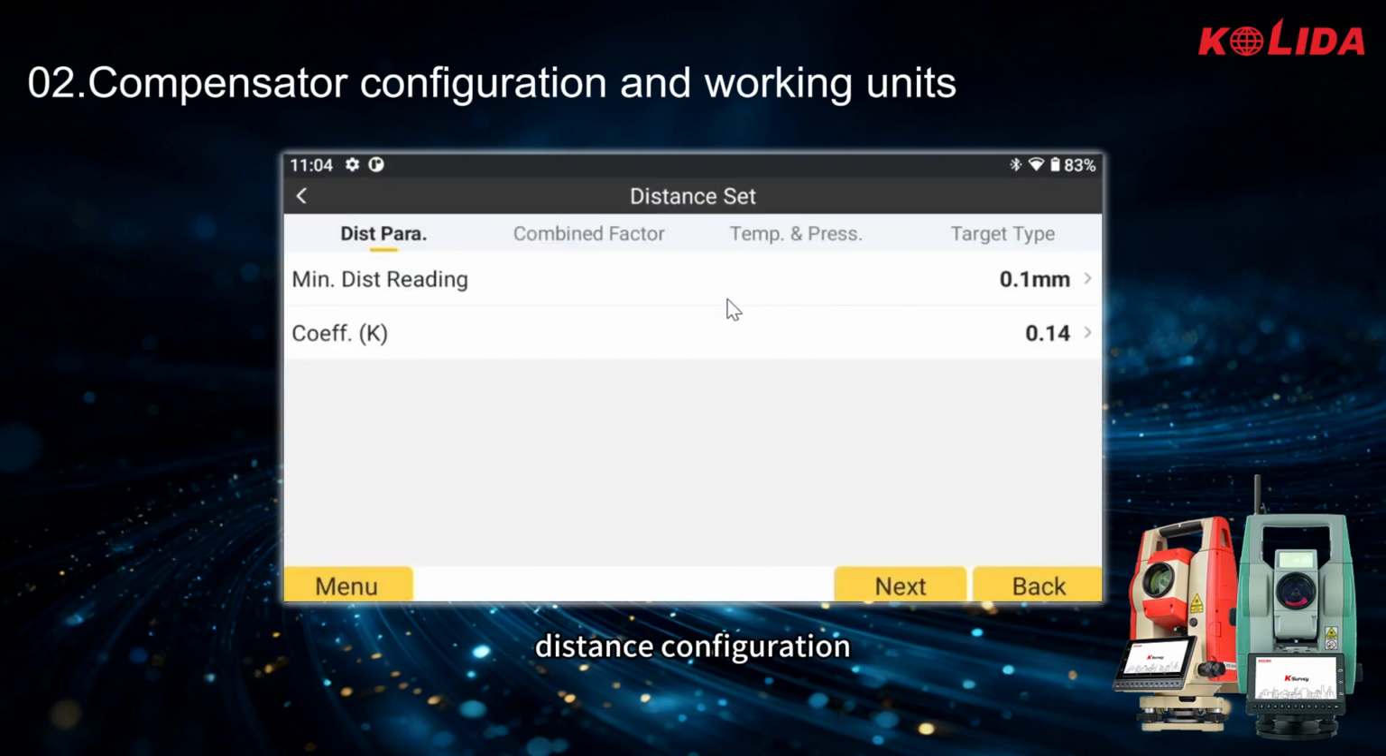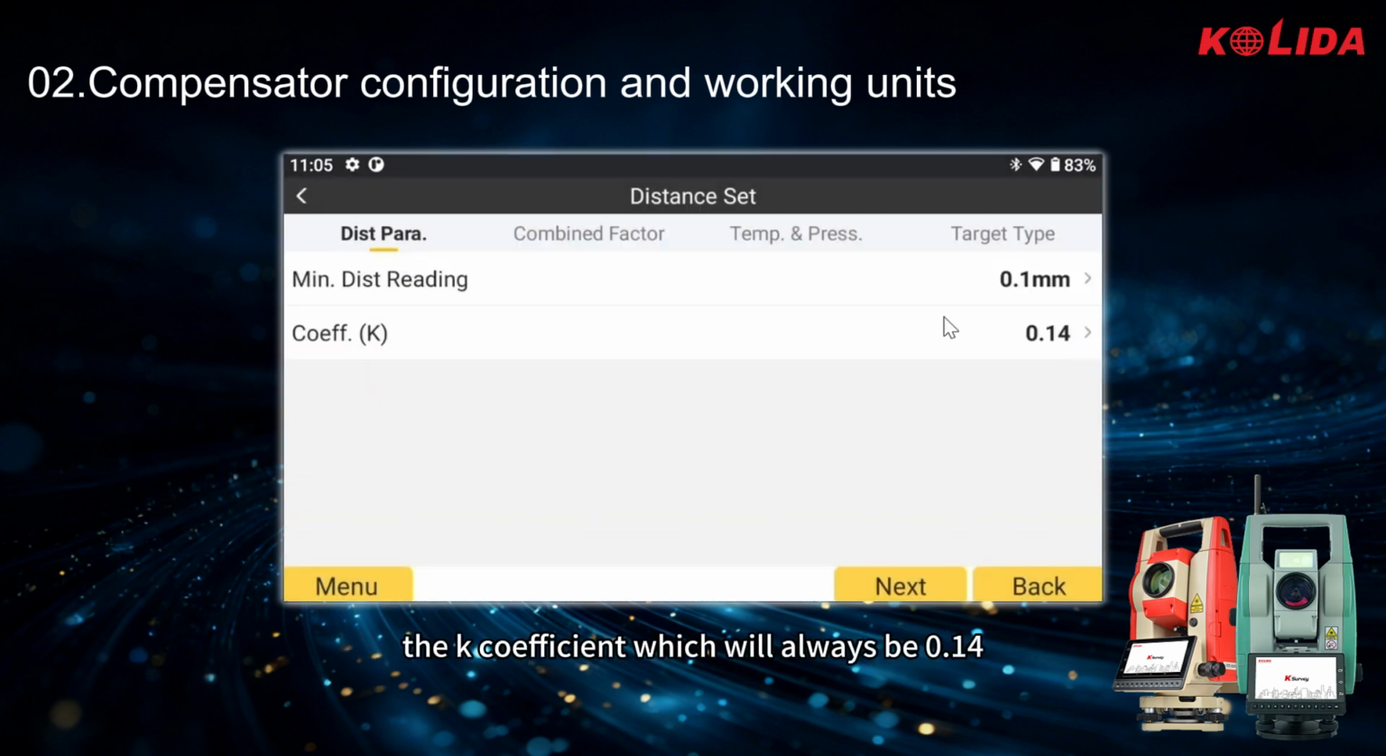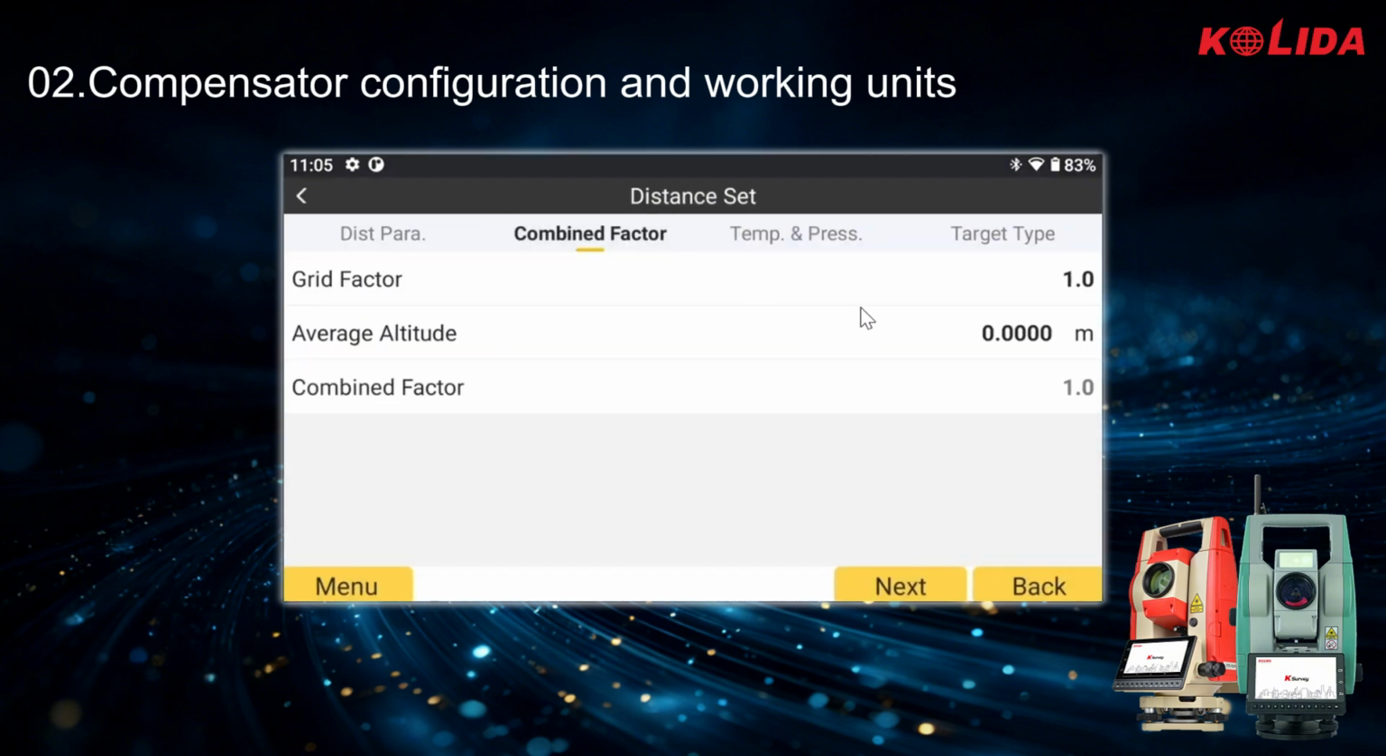Distance configuration. The minimum distance reading, if we are going to see to the order of the millimeter or the tenth of a millimeter, the K coefficient, which will always be 0.14. Combined factor, in the case that we are working in an area where we are working with projected coordinates and we know the combined scale factor that will depend on the projection factor, the elevation factor, and obtaining the combined scale factor.